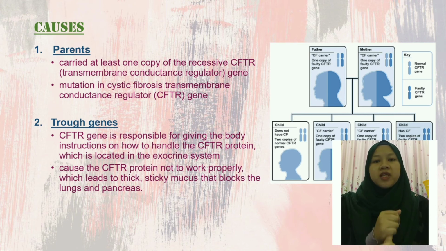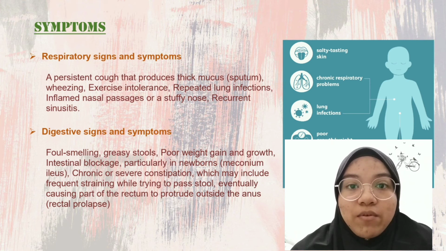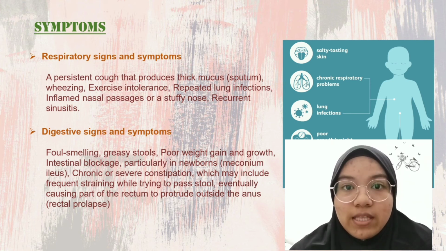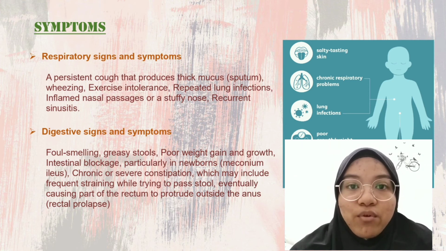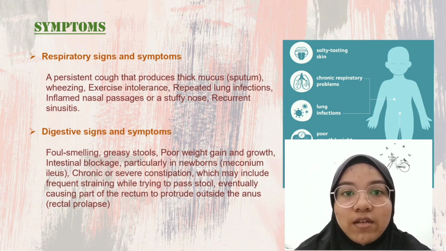The first cause of cystic fibrosis is the gene that is passed to a child from their parents. This is because parents will carry at least one copy of the recessive CFTR gene. There are two types of symptoms. First is respiratory signs and symptoms. Here are the symptoms: a persistent cough that produces thick mucus, wheezing, exercise intolerance, repeated lung infections, inflamed nasal passages or a stuffy nose, and recurrent sinusitis. Next is the digestive signs and symptoms.